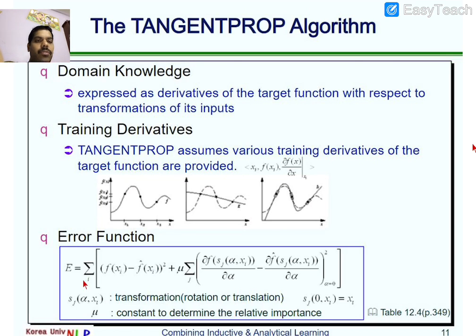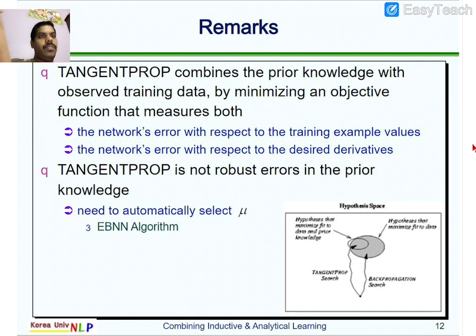And what we have to do is define the error function, f(x) minus f(x) whole square. Whatever transformation, rotation, or translation is required for defining the target concept, we need to identify. So this is the TangentProp algorithm. Using the TangentProp algorithm, we define the target concept.